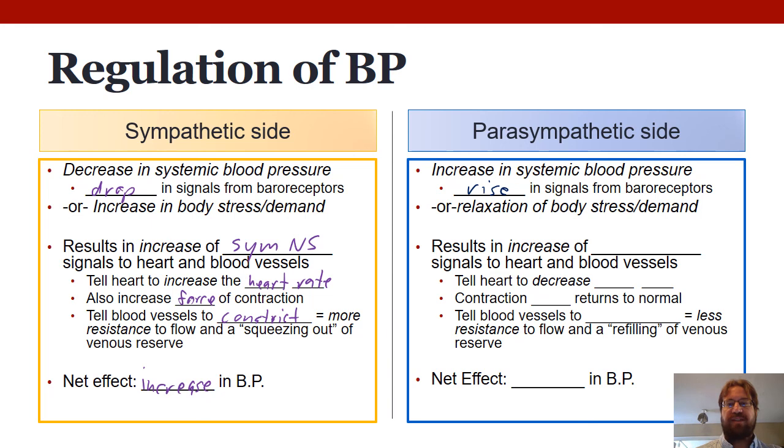that puts us into our sort of rest and digest nervous system mode. This results in increase of parasympathetic nervous system signals to the heart and blood vessels. This tells the heart to decrease heart rate, contraction force returns to normal, and it tells blood vessels to more or less dilate. Okay, so that's less resistance to flow and a refilling of the venous reserve. Net effect is going to be a decrease in blood pressure.